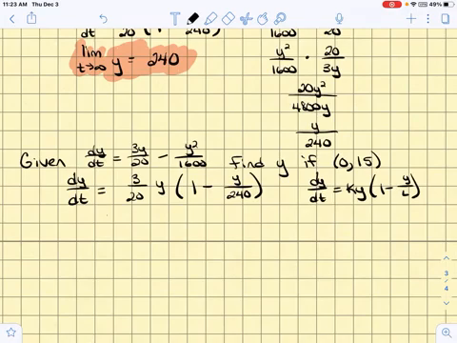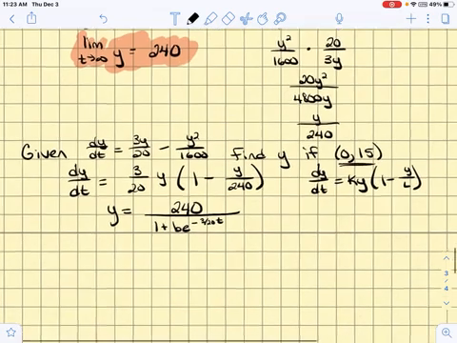So let's plug in the things we do know. y equals, we know 240 is the carrying capacity, over 1 plus b e to the negative k times t, where k is 3/20. If we can just find the value of b now, we can write the equation for y. No need to find the antiderivative. We have all of these parts, and since they gave us this initial condition that when time is 0 the population is 15, we can find b.